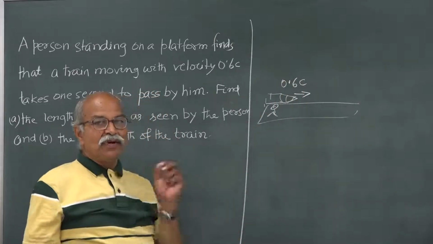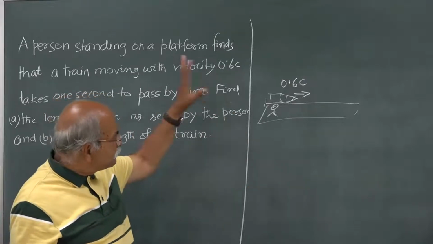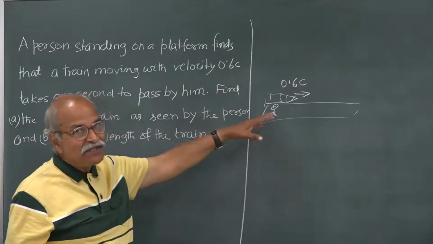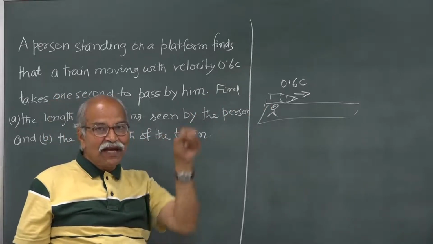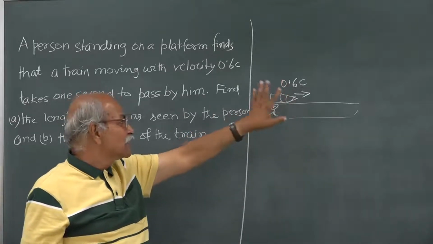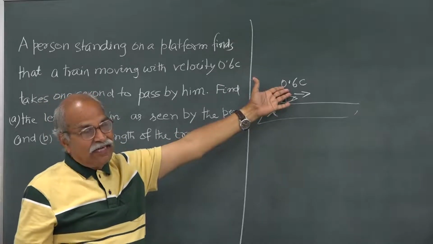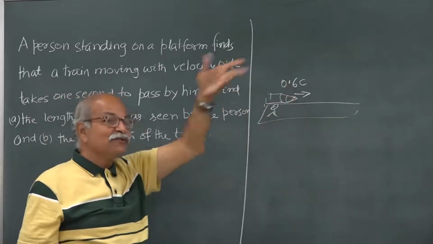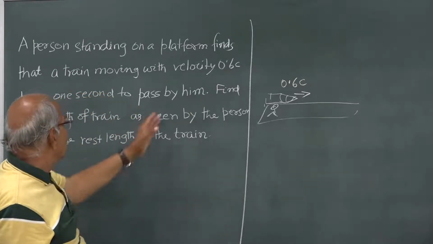These numbers 0.6 c and 0.8 c you find many times in the problems, because when you see the square root of 1 minus v square by c square, these are very handy. So, that square root of 1 minus v square by c square will be 0.8, and if this is 0.8 c, then that will be 0.6, so very handy.